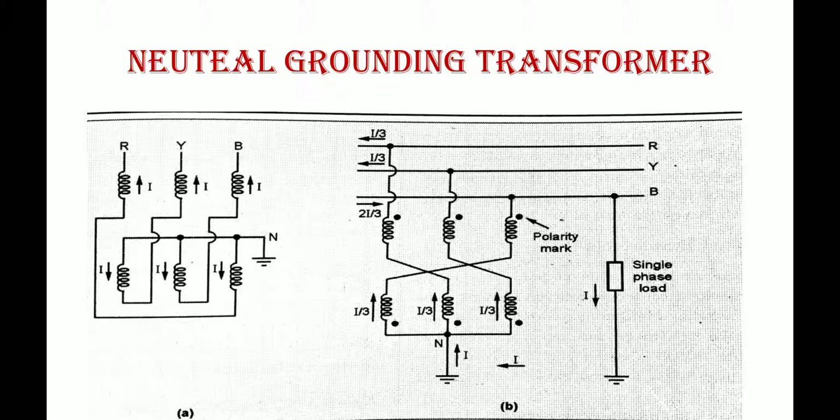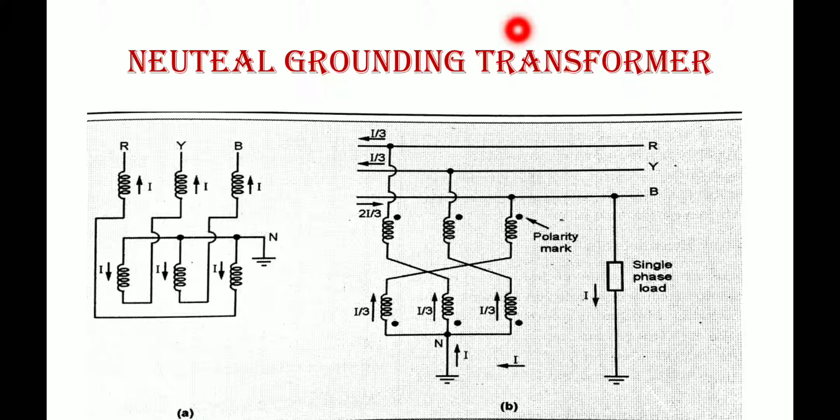How is it going to be done? The creation of this neutral point on a three-phase, three-wire system is going to be done. How? This three-phase, three-wire system is changed into a three-phase, four-wire system. So that is going to be done with the help of what?